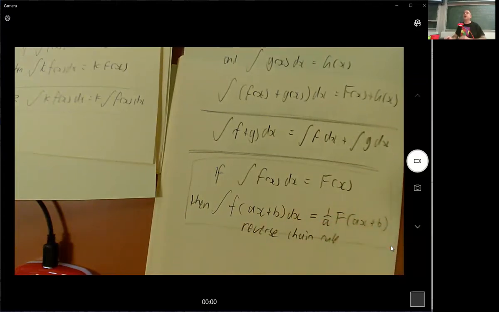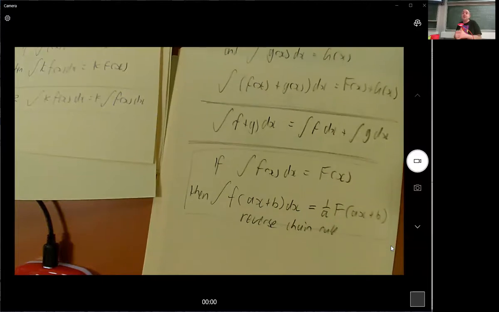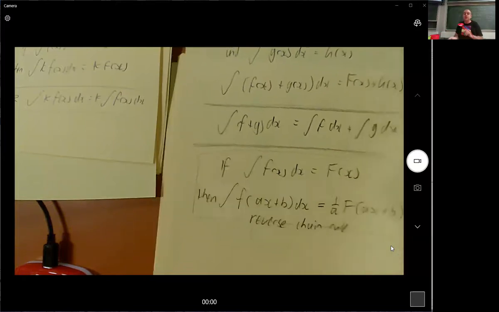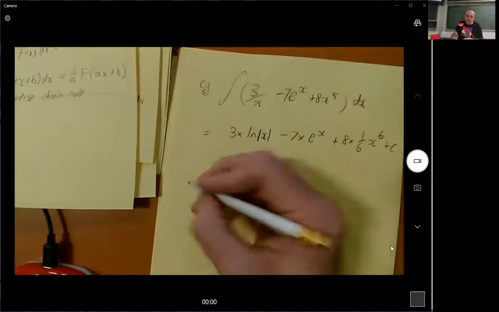It always works. The problem happens if the derivative of the inside isn't a constant, you can't just divide by it. It's not going to work. That's what substitution is for. But if the derivative of the inside is a constant, you can just do what you would normally do and divide by that constant and it'll be fine. Yeah. So we'll do an example of that just to make that make more sense.